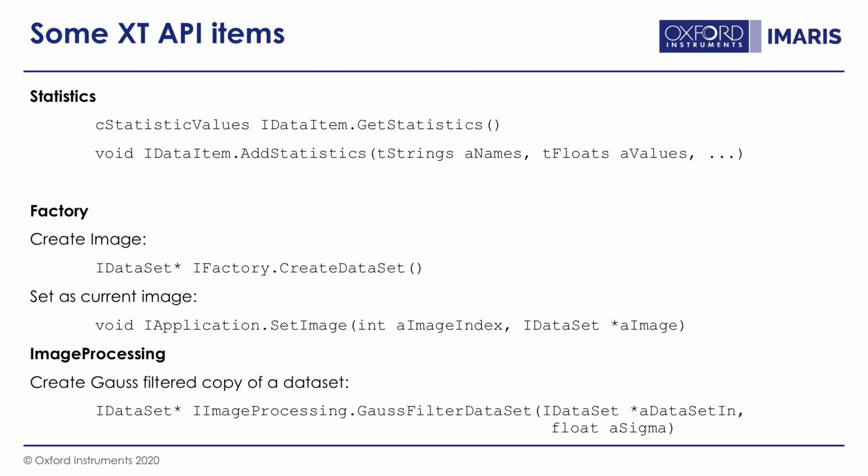If you're interested in statistics, you can use the iDataItem. Again, that's the base class for all Surpass objects, and do a GetStatistics. This will return you a cStatistics values struct, which contains statistics information. That's names, values, and some other things. I don't want to go into detail for that here. You can also use the AddStatistics method to create new statistics.